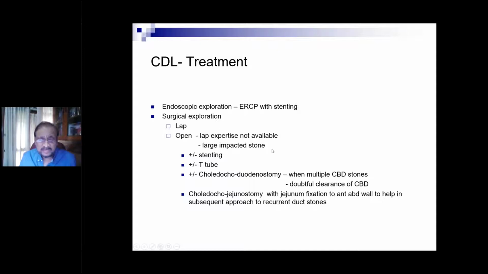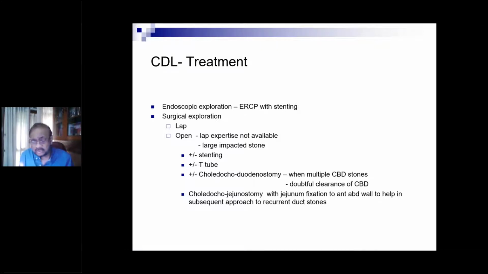For lab, expertise has to be available, and if you have a very large stone, then lab may not be possible. That's why the indication for open has to be expertise not available and large impacted stone. Along with that, what do you require? Either put in a stent or a T-tube. Whenever you open the CBD, it is always better to prefer putting a stent or a T-tube.